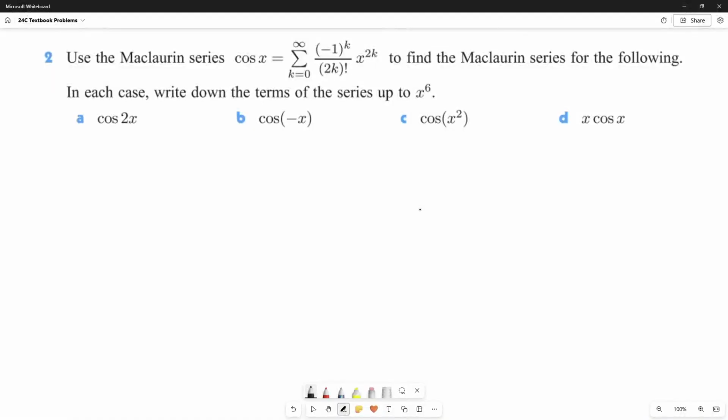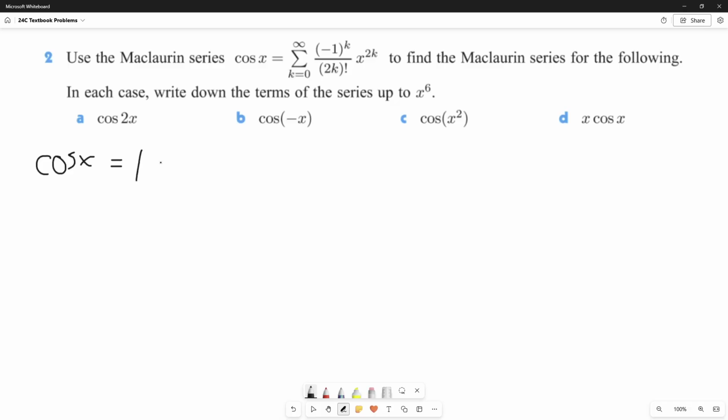The second problem says, use the Maclaurin series cosine x equals the sum from k equals 0 to infinity of this to find the Maclaurin series for the following. In each case, write down the terms of the series up to x to the 6th. So since this summation is kind of complicated, just write out the terms of the series of cosine x up to x to the 6th first, and then we can manipulate that. And this is actually in your formula booklet as well, I think, so you don't even need to do this manually.